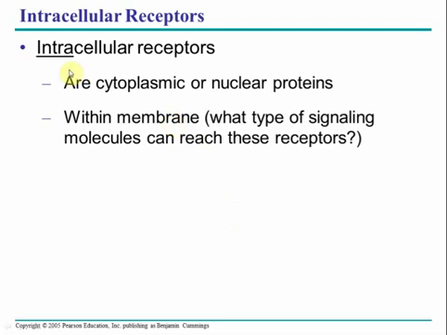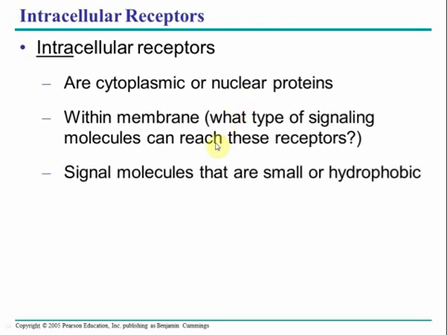Sometimes molecules go directly into the cell and bind to intracellular receptors that are cytoplasmic or in the nucleus. And these are typically hydrophobic and small signal molecules, and that enables them to pass through the membrane directly, because the interior of the membrane, which is nonpolar and hydrophobic, does not repel them.